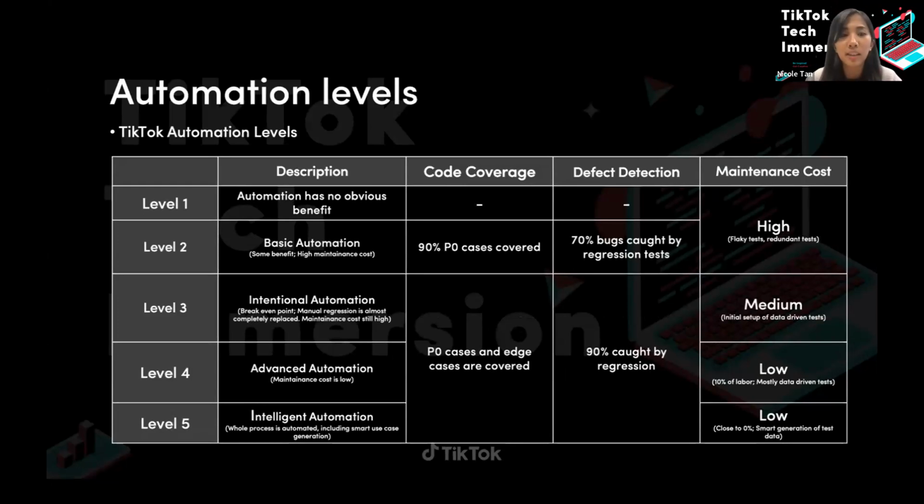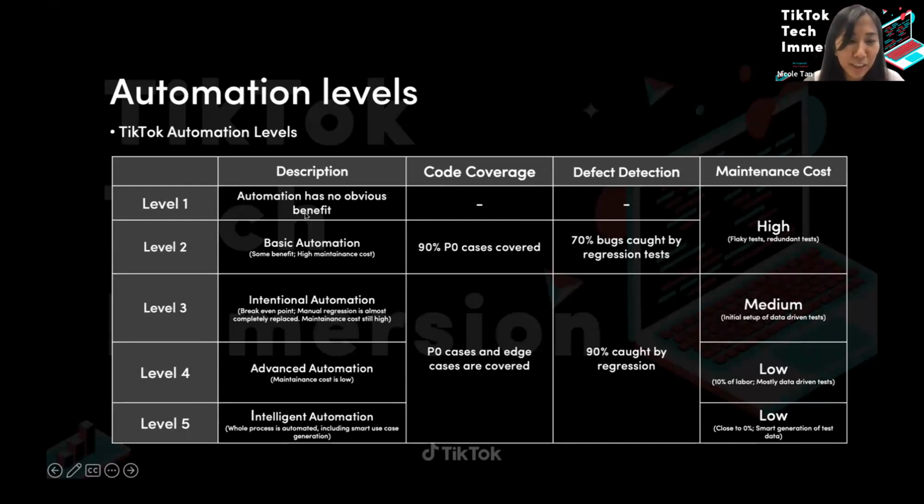Level 2 is what we call basic automation. There's some benefit: at least 90% of P0 cases are covered. P0 is the very, very high priority cases. And 70% of bugs caught by regression tests are from automation.